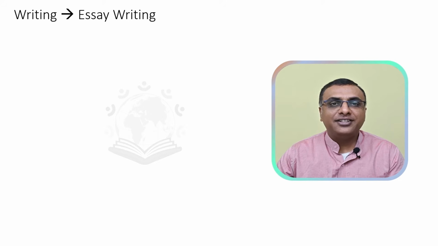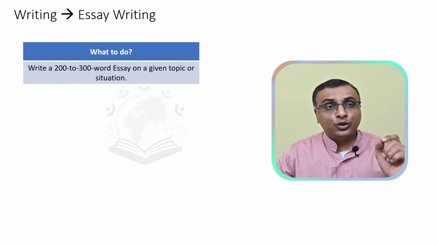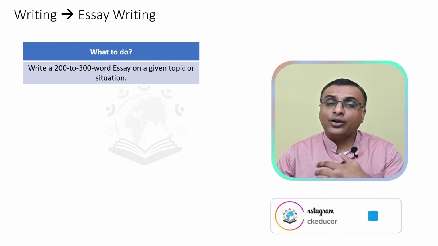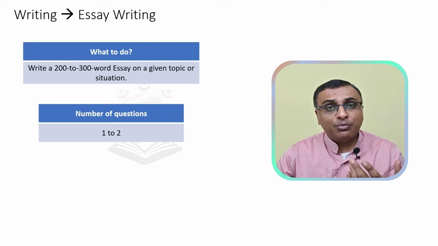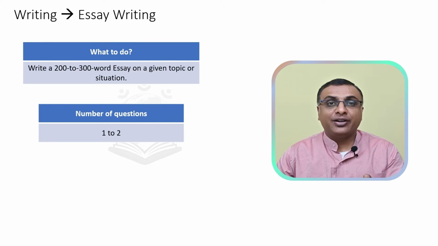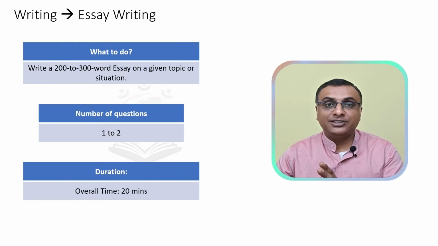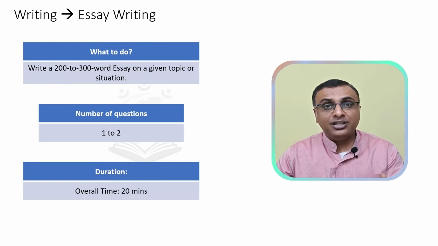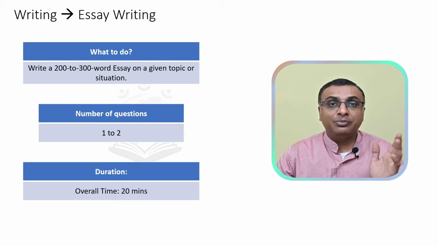Moving ahead, let's understand what needs to be done at a very basic level for your essay writing. PTE says that you need to write a 200 to 300 word essay on a given topic or on a given situation. Next, you will get about 1 or 2 questions in your exam to write essays upon. Overall time is 20 minutes. For example, if you get 1 question, you will get 20 minutes. If you get 2 questions, you will get 20 minutes each for both of the questions. Overall, 40 minutes will be given for your essay writing.